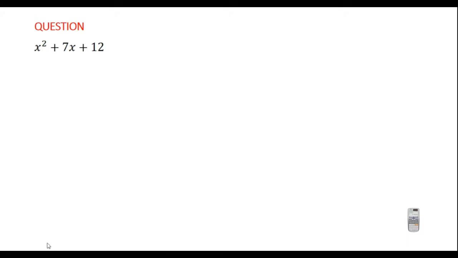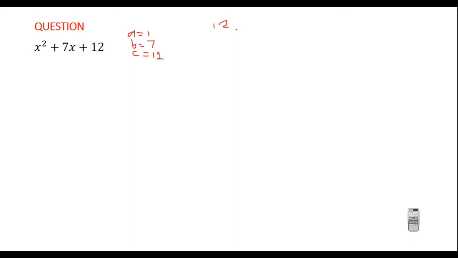Now, to begin the whole process, this is what you have to do. First, write down the values for A, B, and C. As we learned in the previous video, the value for A in this question is 1. The value for B is 7. And the value for C is 12. Then you multiply A by C. You know that A is 1 and C is 12. So if you multiply 1 by 12, you are going to get 12.